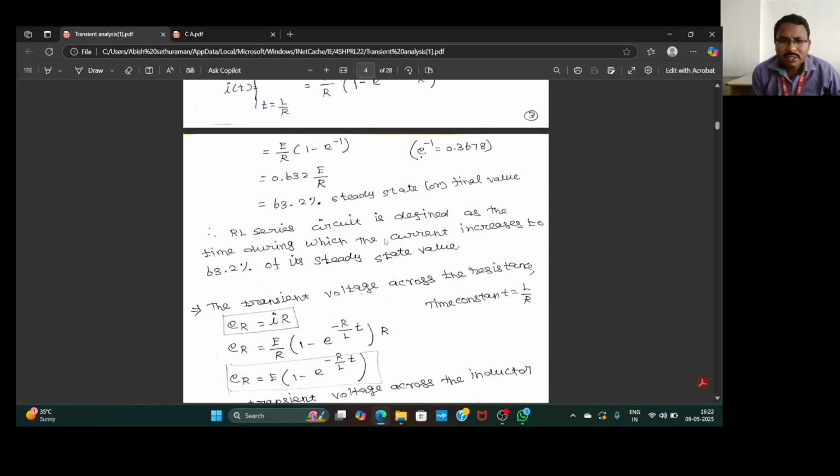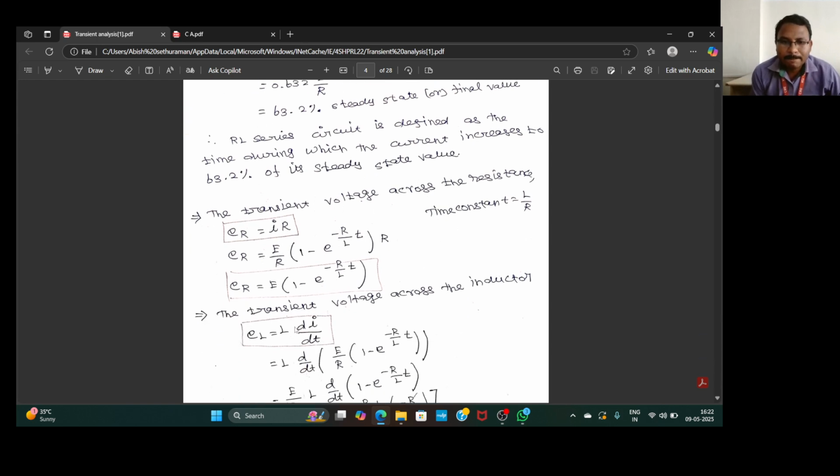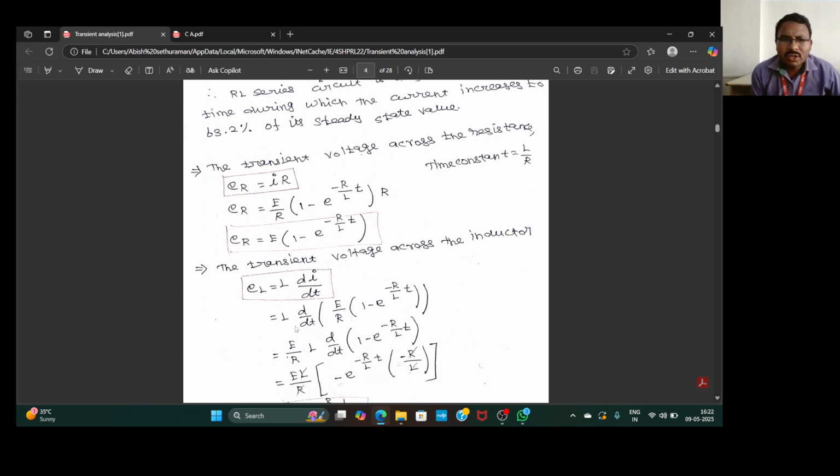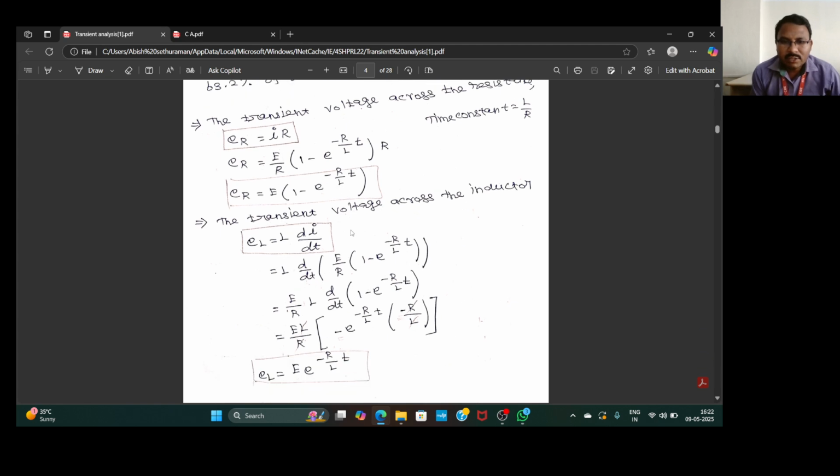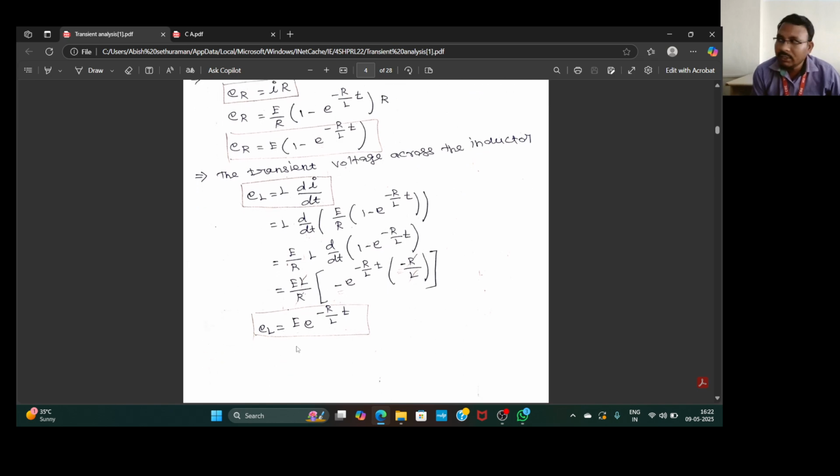In this RL series circuit, the time constant is defined as the time during which the current increases to 63.2 percentage of its steady state value. Then based on voltage across resistance and inductance, the equation should be defined as ER equal to E of 1 minus e power minus R divided by L into T. Similarly, the voltage across the inductor, the equation should be defined as EL equal to E e power minus R divided by L into T.